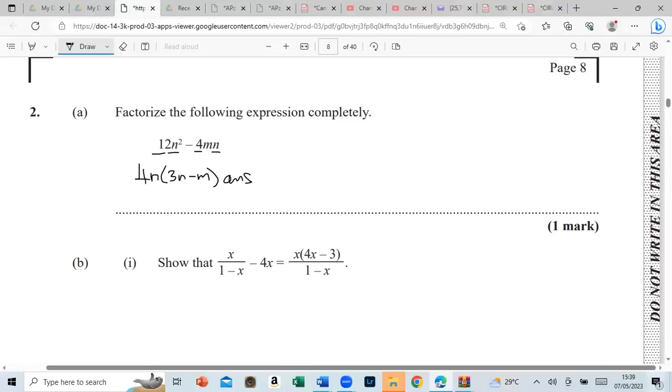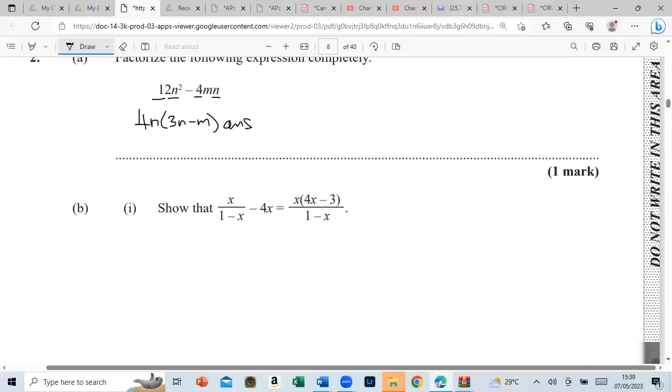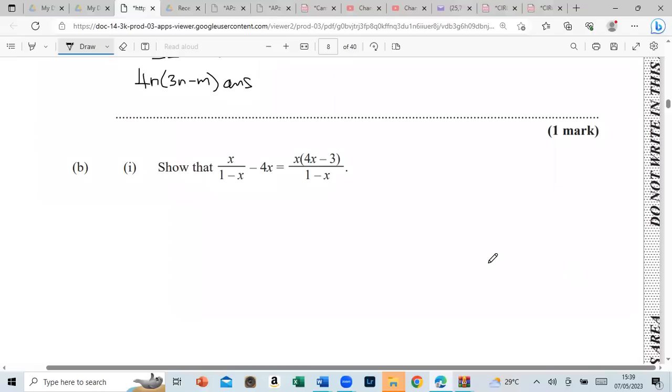This one says, show that x over 1 minus x minus 4x is equal to this. So this is the answer, and I'm going to show how you can get that. I'm going to work from the left hand side. I think I've done this on my channel as a separate video.